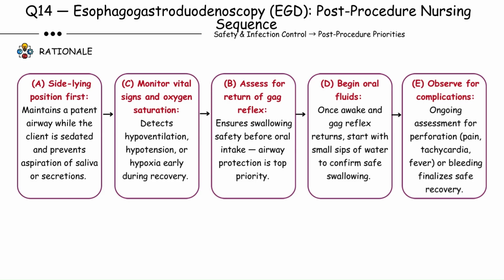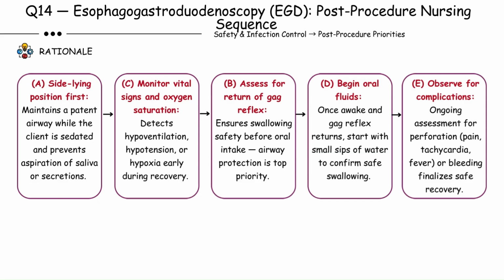This confirms safe swallowing and starts to reintroduce oral intake. Step E. Observe for potential complications. Finally, you continue monitoring for signs of perforation or bleeding, such as severe abdominal pain, chest pain, tachycardia, or fever. This is an ongoing responsibility throughout the rest of the post-procedure period.